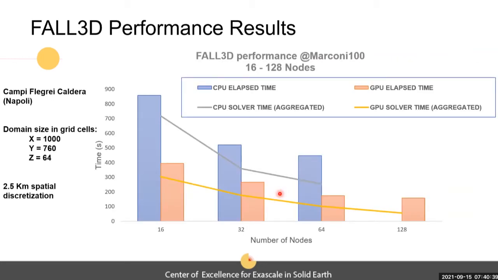This version was tested on a real test case scenario on Marconi 100, which has 4 NVIDIA V100 GPU cards per node. These are the characteristics of the real test case scenario. And the graph shows that in every case from 16 up to 64 nodes, the full FALL3D GPU version that uses MPI plus OpenACC plus OpenMP within the node is better than the plain MPI version. The MPI version is the CPU one. However, there is a marginal gain in 128 nodes compared to 64 nodes.